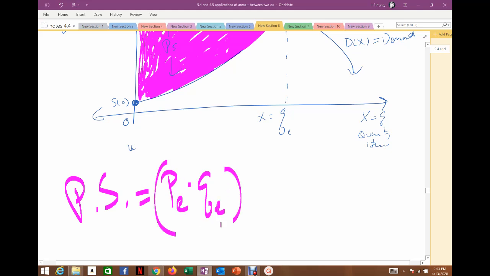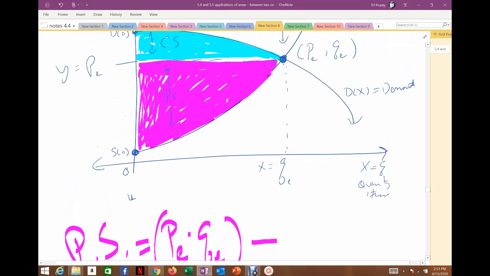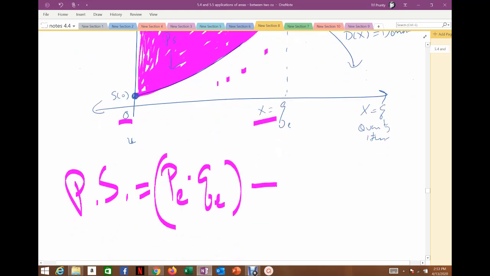That's how much money the producers get. They would have been willing to settle for less. Well, the part I want to get rid of is the area under the supply curve, right? The area under the supply curve from 0 to my x value. And so I want to subtract away this area here. So minus the area under the supply curve, so integrating from 0 to my equilibrium quantity of my supply.